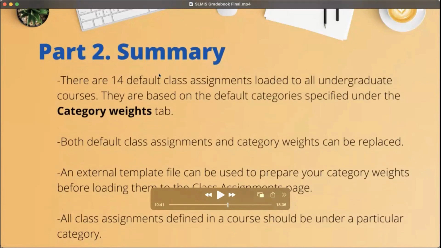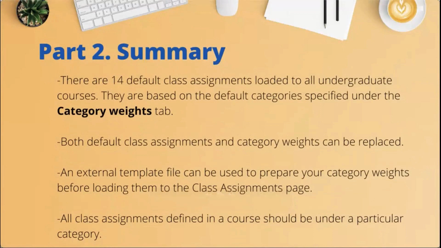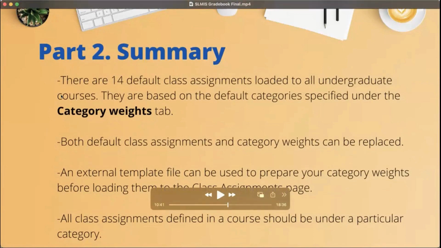Okay. So I know that's quite long, but for part 2, it's about setting up your grading system. Okay. And so there are 14 default class assignments loaded to all undergraduate courses, and they are based on the default category specified under the category weights tab. Okay, so again, you can change them. Okay, so no need to copy the default items.